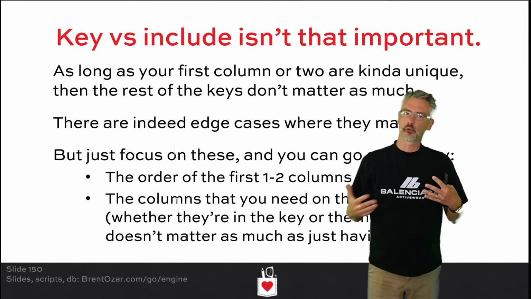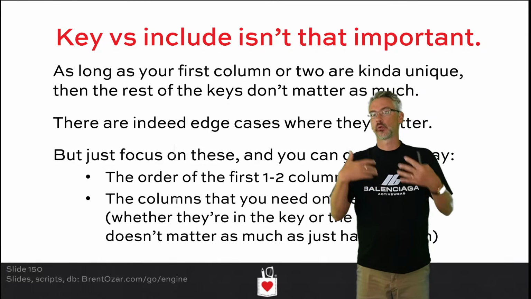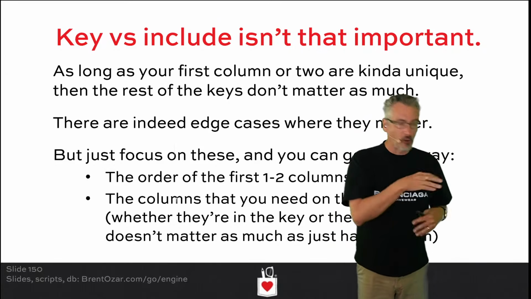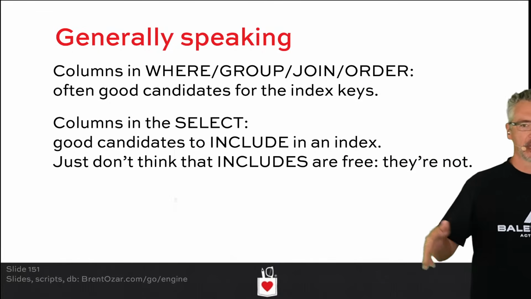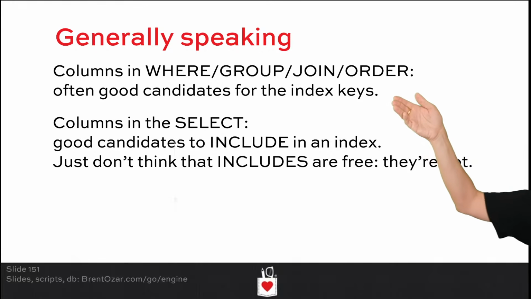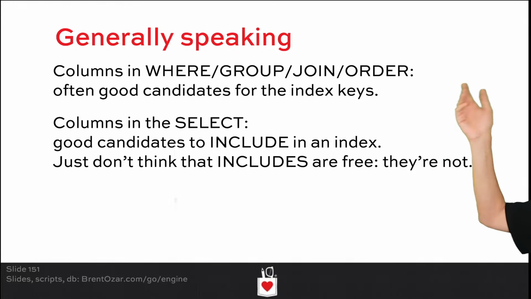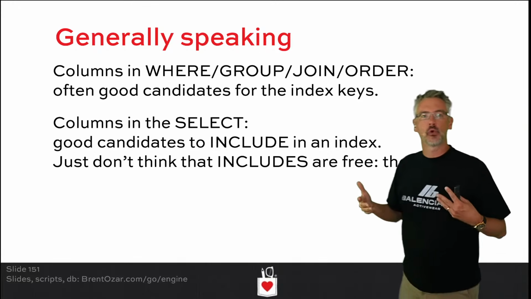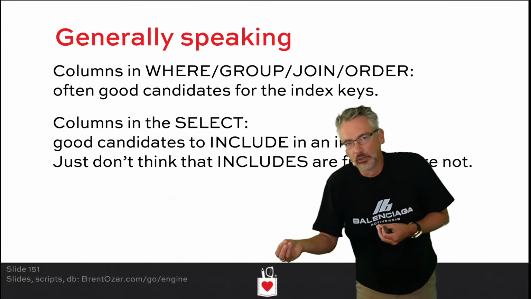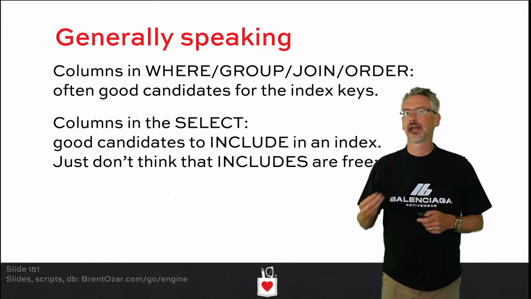But for the rest of the time, we're going to put in things like last access date or display name or reputation or whatever it is. Generally speaking, columns that are in the where clause, the group by, the joins, the order bys, those are usually good candidates for your indexing keys. Generally speaking, columns in the select may also need to be added to an index. I just don't want you to think that includes are going to be magically delicious.